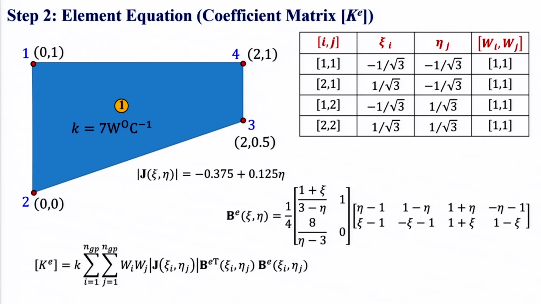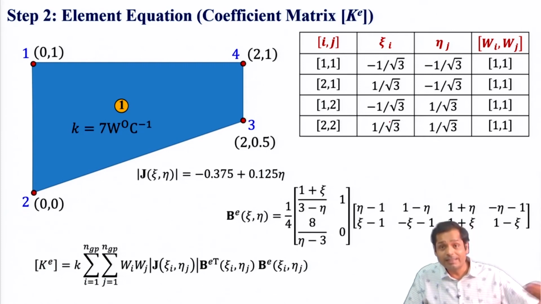So we will use it now. You can try increasing the number of Gauss points, increasing the quadrature rule, and then see what happens to the solution.